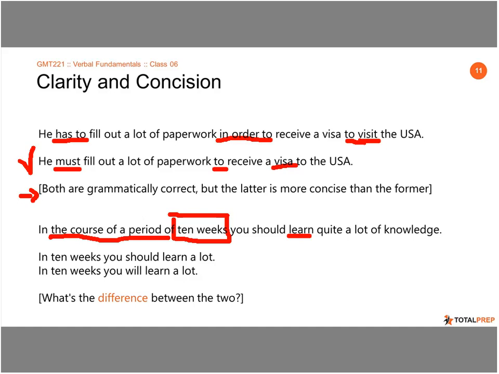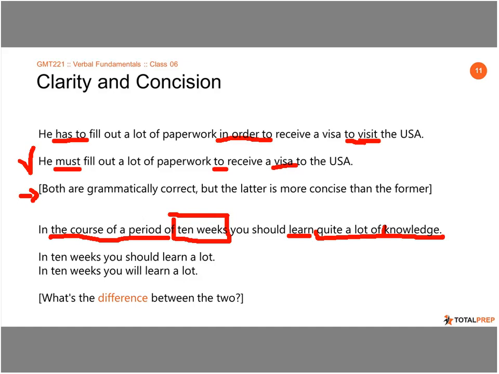Learn and knowledge, they are redundant. And quite a lot of knowledge is redundant as well. You can learn a lot or acquire knowledge. You cannot use learn and knowledge together. In 10 weeks, you should learn a lot. In 10 weeks, you will learn a lot.